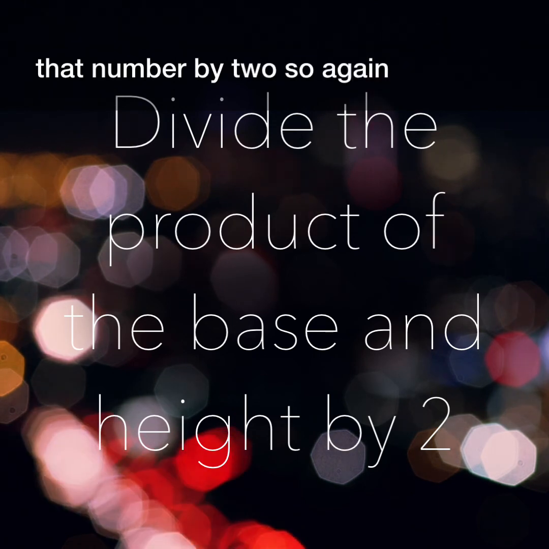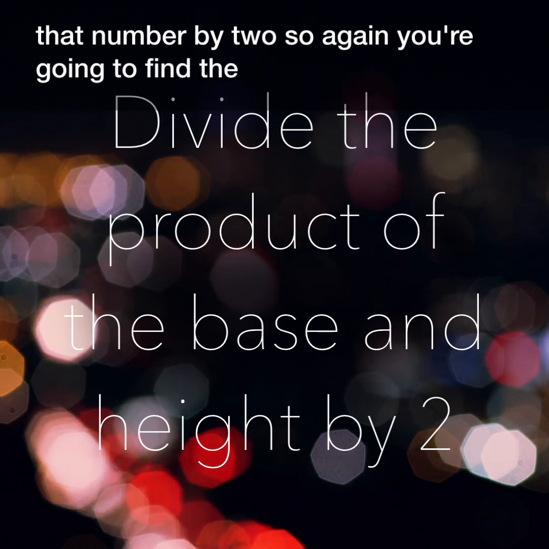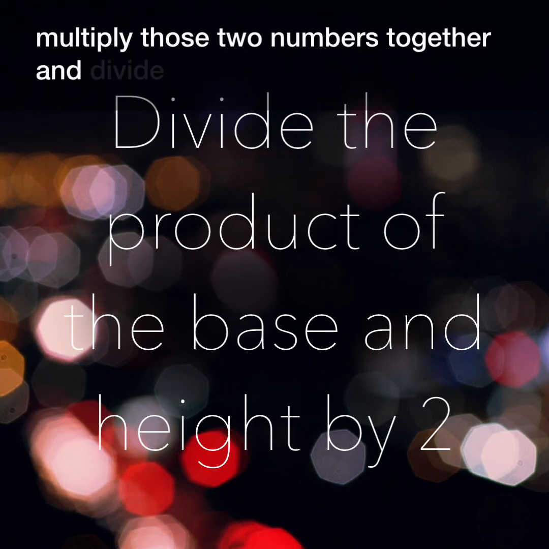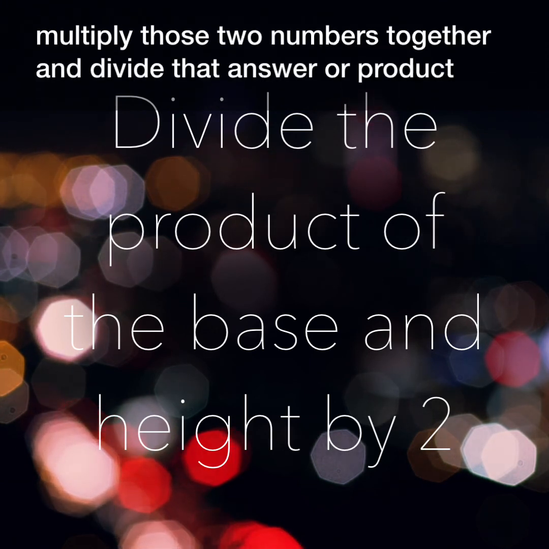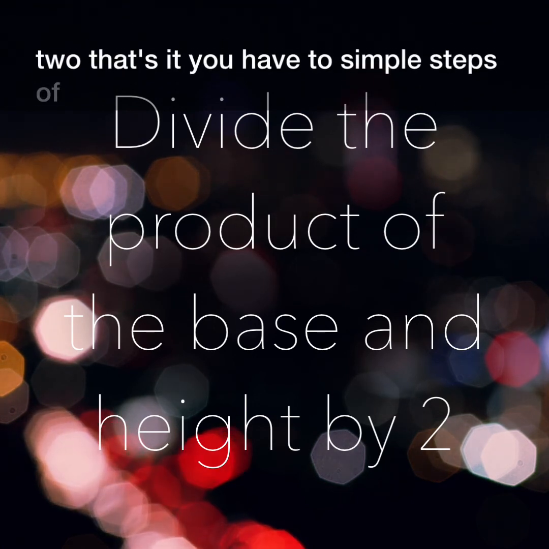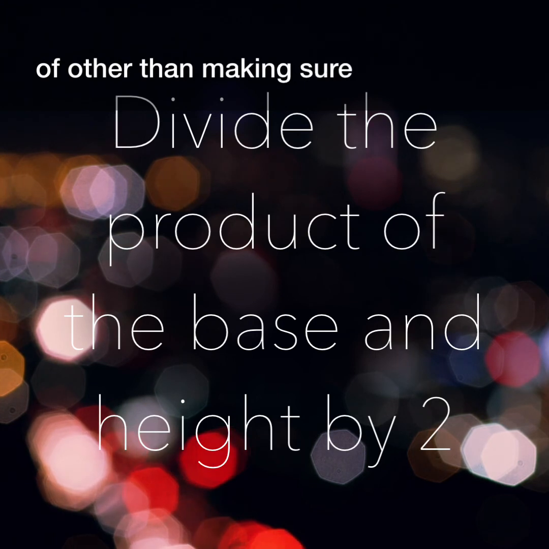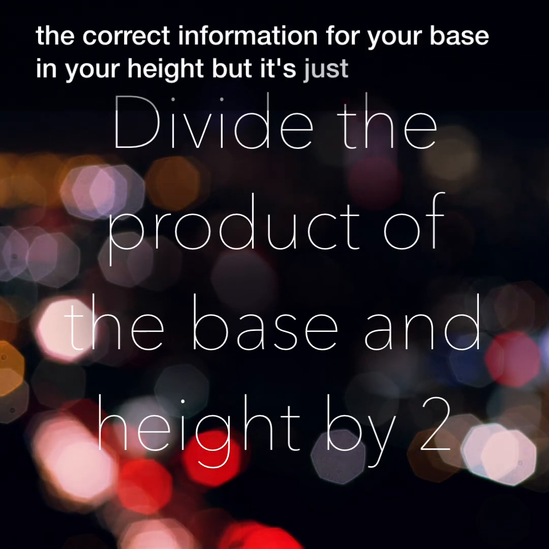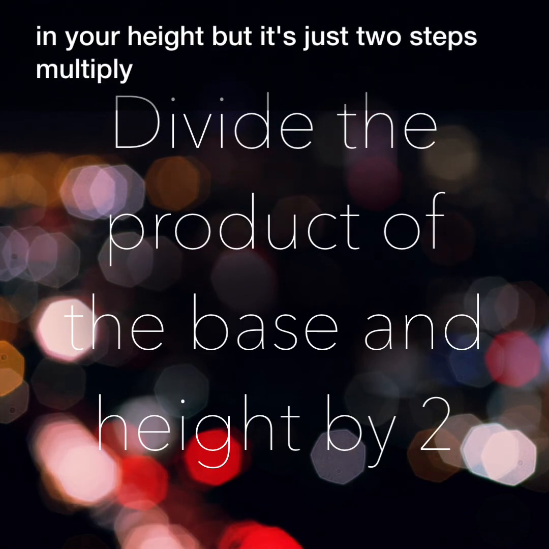So again, you're going to find the base and the height, multiply those two numbers together, and divide that answer or product by 2. That's it. You have 2 simple steps, other than making sure you have the correct information for your base and your height, but it's just 2 steps. Multiply base times height and divide by 2.